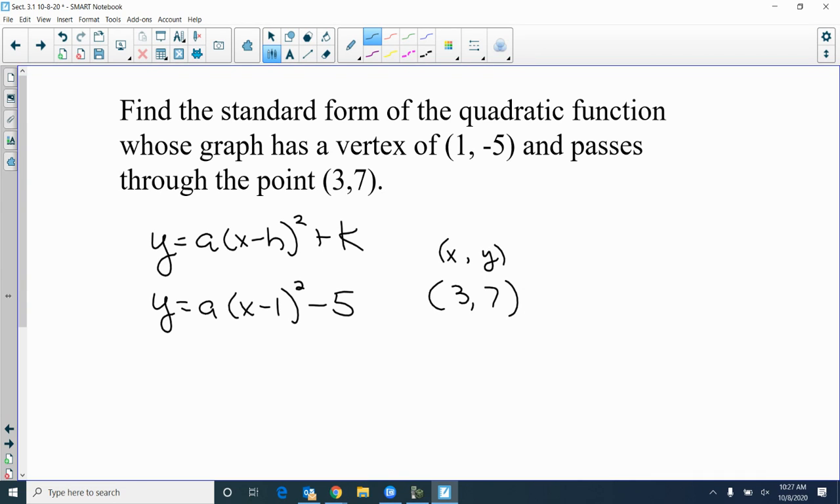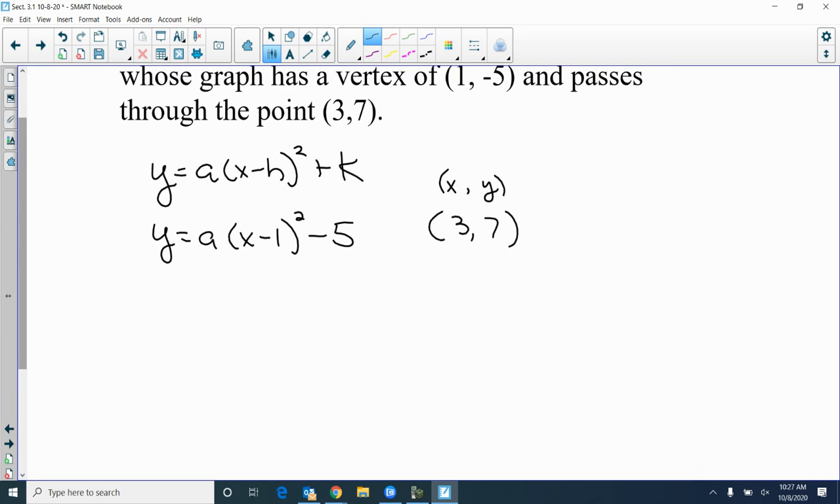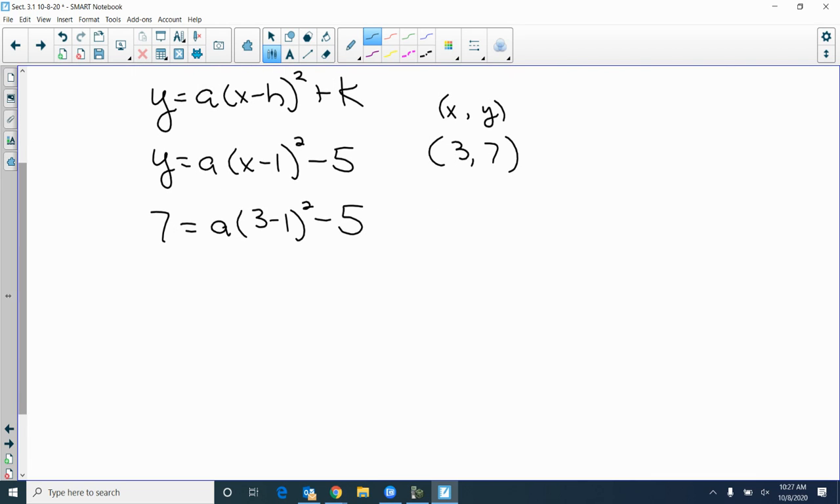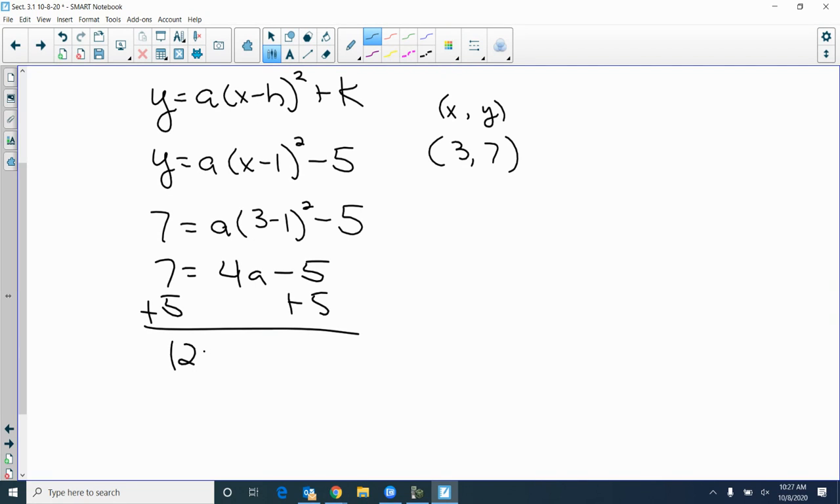7 is going to go in for y. So it'll be 7 equals a times 3 minus 1 squared minus 5. You can solve that because you're down to a single variable. 3 minus 1 is 2. 2 squared gives me 4. But write it as 4a, you don't write it as a4. Minus 5, add 5 to both sides. 12 equals 4a. Divide by 4, a equals 3.